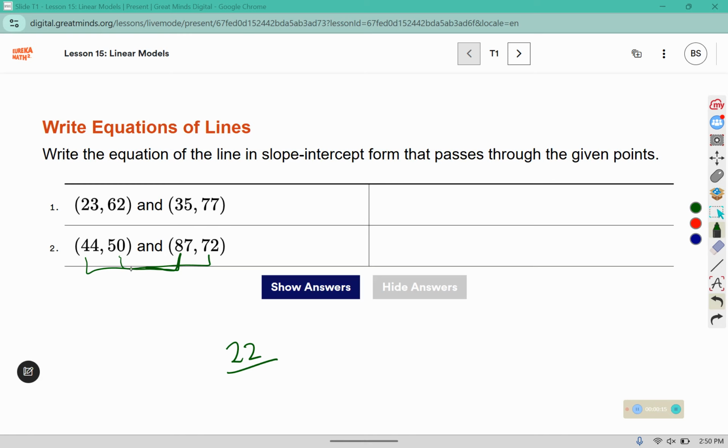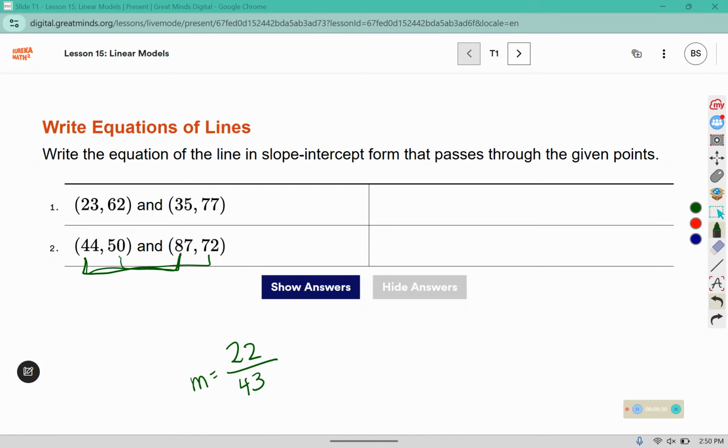Write the equation of the line in slope-intercept form that passes through the given points. So if we subtract y2 minus y1, that's a difference of 22. And x2 minus x1, 87 minus 44, that's a difference of 43. Now that's just the slope. We still need to find out what the y-intercept is.